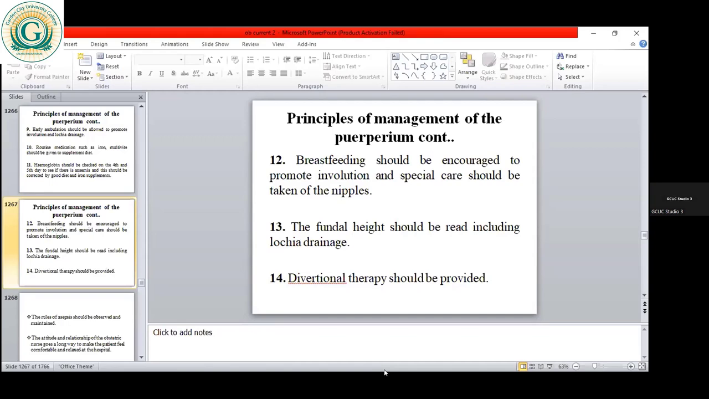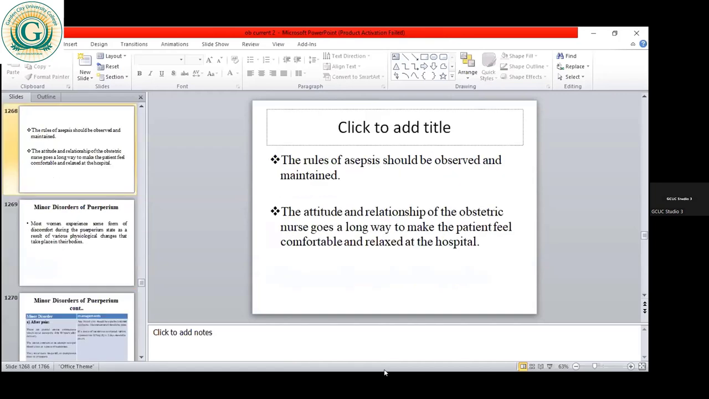So you do diversional therapy, especially when she's on her bed, quiet, staring at things. Make sure you go to her and advise her. The rules of sepsis should be observed and maintained. Any part that falls on the ground should not go back to the vulva. Otherwise, you get infected.